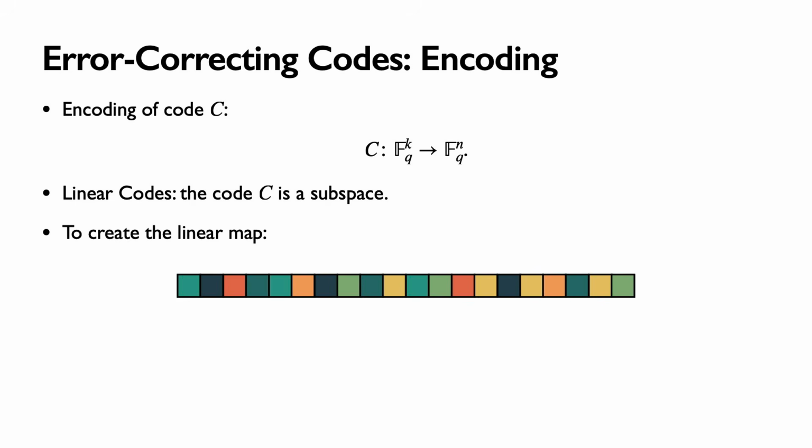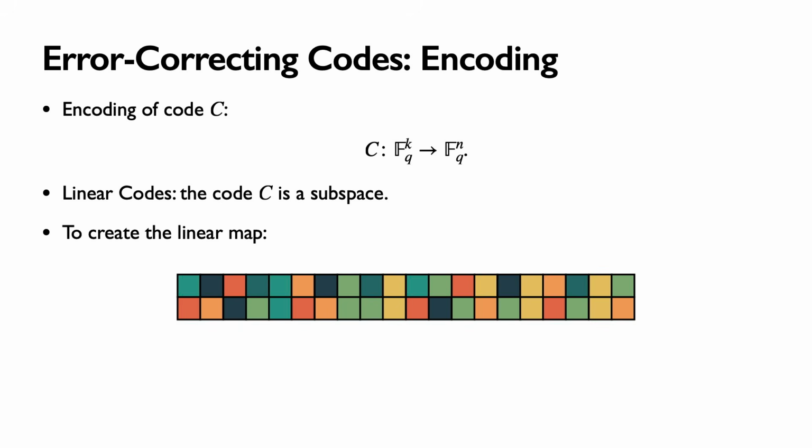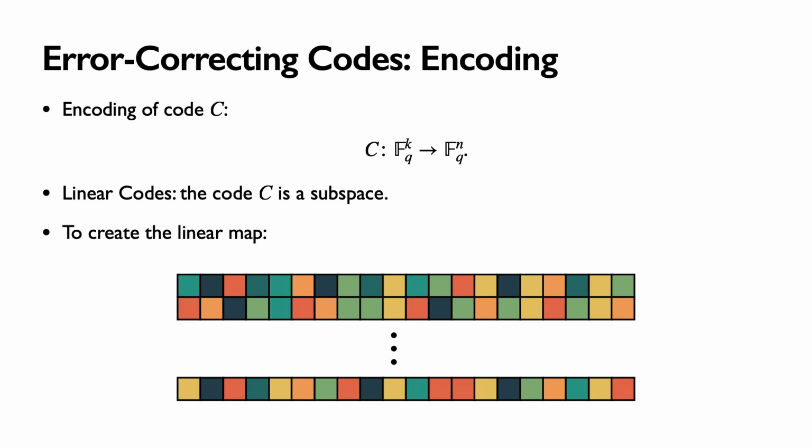The way to create the linear map is we list out the k basis vectors for C, one below the other, in the form of a k by n matrix. And we left multiply a vector in F_q^k to obtain a vector in F_q^n, which is going to be the corresponding codeword. Because there are k basis vectors, all possible linear combinations of these k basis vectors generate our whole code. Therefore, it's also known as the generator matrix of a linear code.